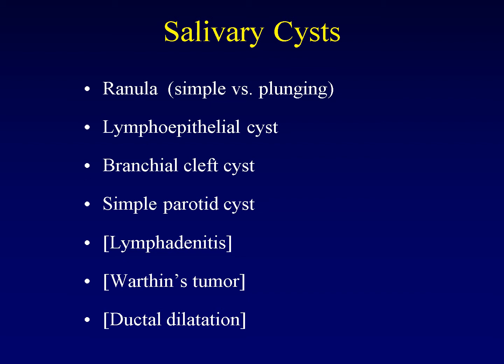Other salivary cysts include lymphoepithelial cysts, which are unique to the parotid gland because only the parotid glands have lymphatic tissue, branchial cleft cysts, simple parotid cysts, and then there are some things that are not actually salivary cysts but can mimic salivary cysts, including lymphadenitis, particularly from tuberculosis. Warthin's tumors, as we discussed earlier, can be non-enhancing. And sometimes ductal dilatation. If a duct is obstructed, it can expand, become spherical, and look like a cyst.